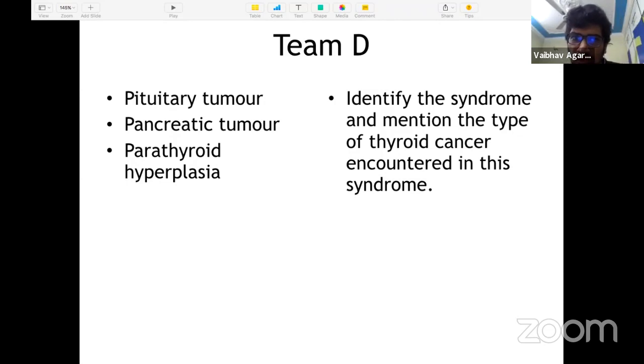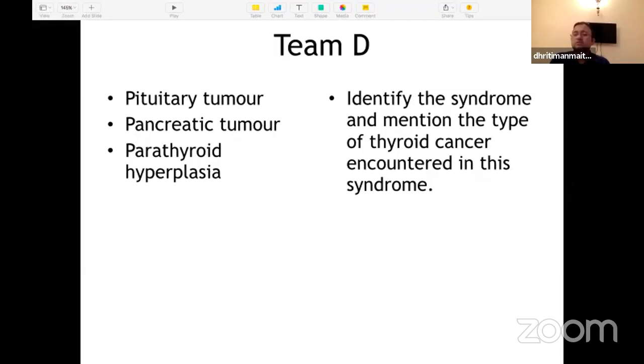Specific MEN 1 syndrome. What type of thyroid cancer do you encounter? Medullary carcinoma. MEN 1 is correct, but in MEN 1 you don't have medullary, you have non-medullary thyroid cancers. In MEN 2A, 2B, or MEN 3, MEN 4, the medullary thyroid carcinoma syndromes, you find medullary thyroid cancer. Okay, so we will give you 5.